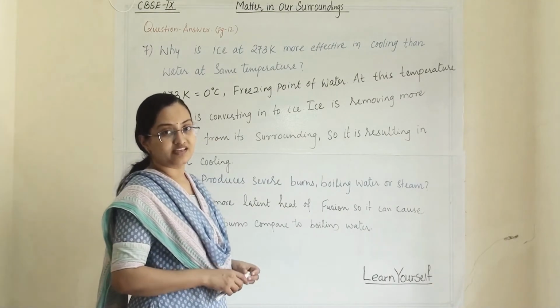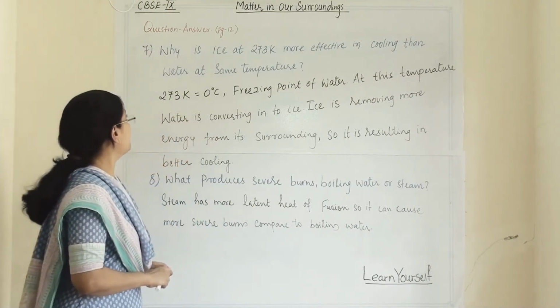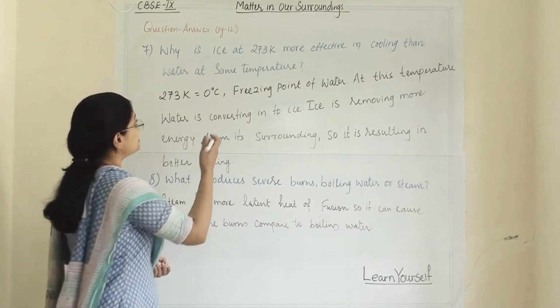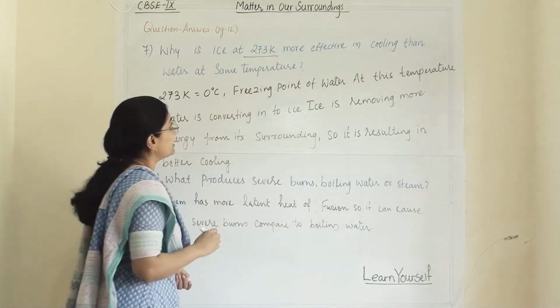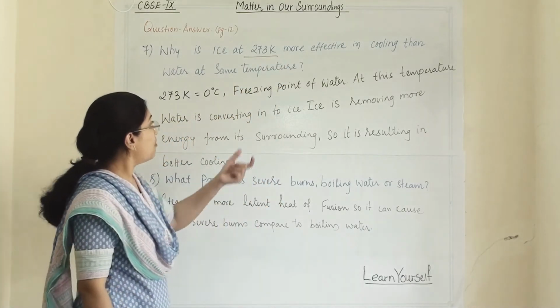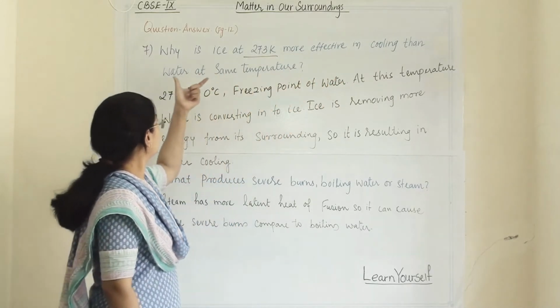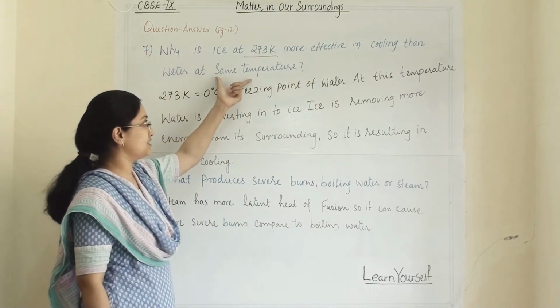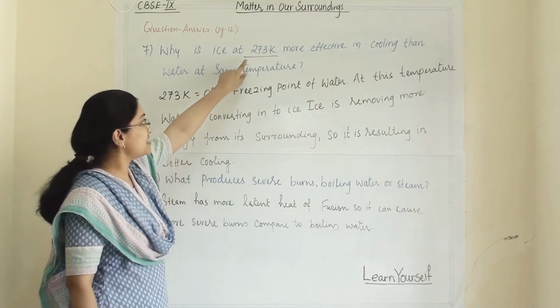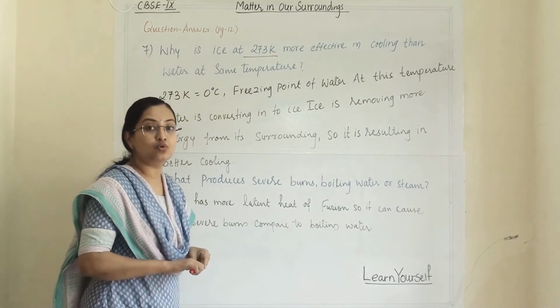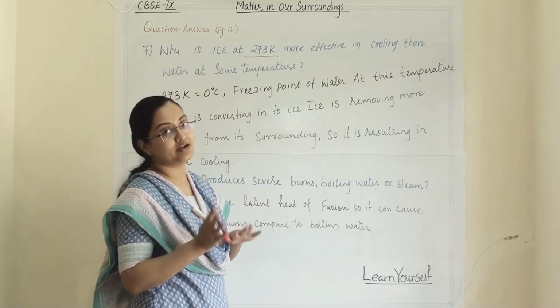Moving towards our next question, question 7. Why is ice at 273 degrees Kelvin more effective in cooling than water at the same temperature? So at this temperature we have to compare the cooling effect of ice and water.